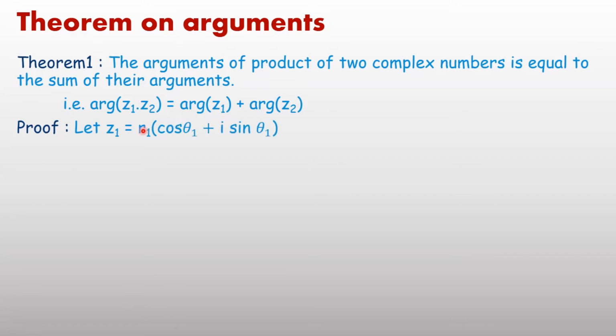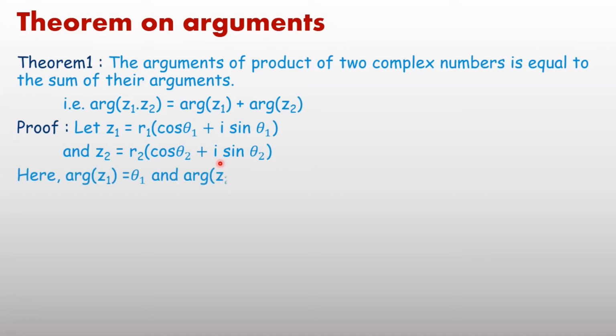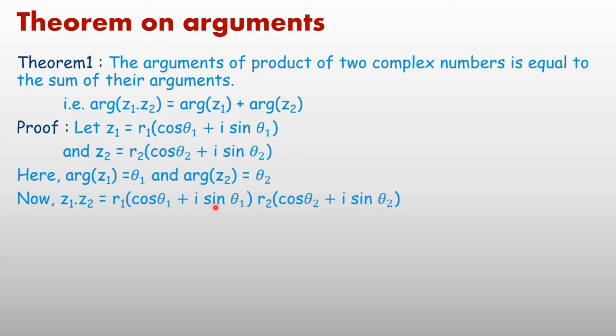Proof: just take two complex numbers, z1 equals r1 (cos theta 1 plus i sin theta 1) and z2 equals r2 (cos theta 2 plus i sin theta 2). Now find the product z1 into z2. Here theta 1 means argument of z1 and theta 2 is the argument of z2. So z1 into z2 equals r1 (cos theta 1 plus i sin theta 1) into r2 (cos theta 2 plus i sin theta 2).